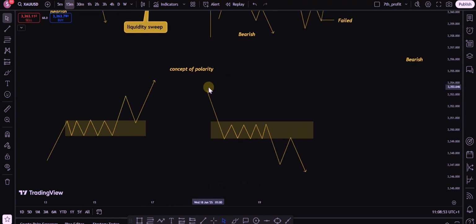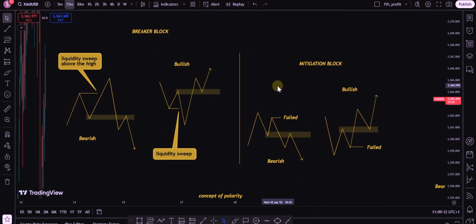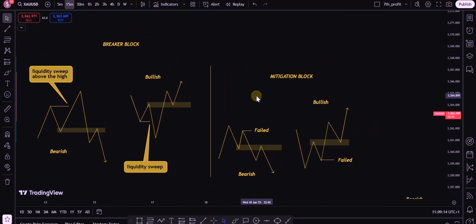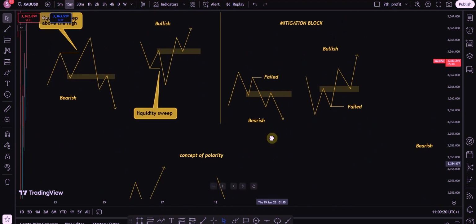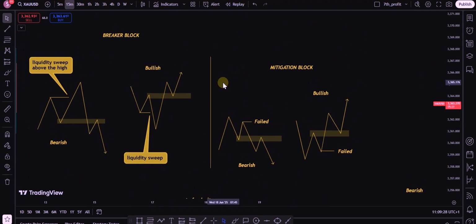Also, when price breaks through a support level, it's going to retest, then continue to the downside. I hope you are getting me now. Now, the same concept of polarity applies to breaker and mitigation blocks too. Understand what I'm saying? This breakout and retest applies to breaker block and mitigation blocks too.